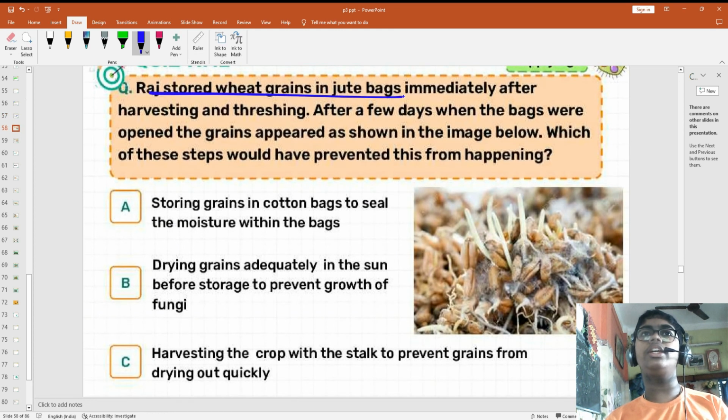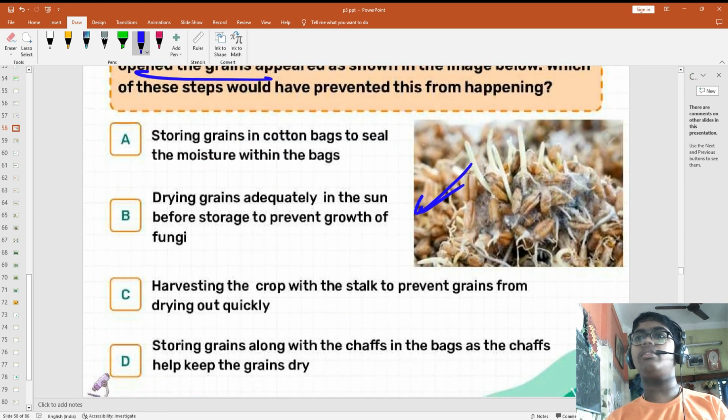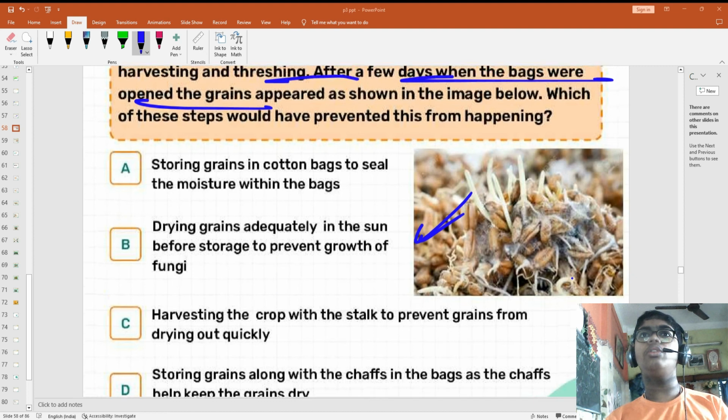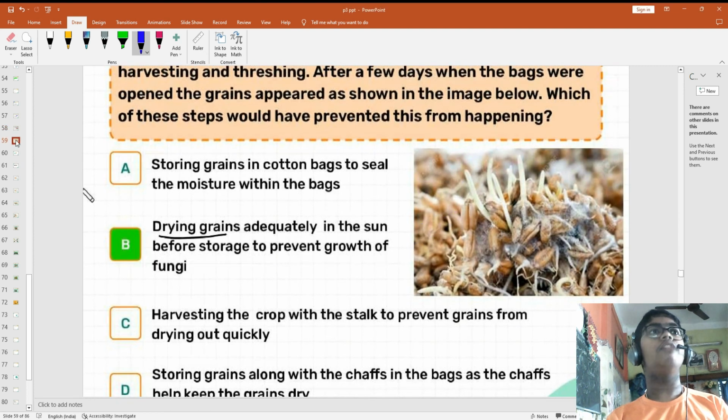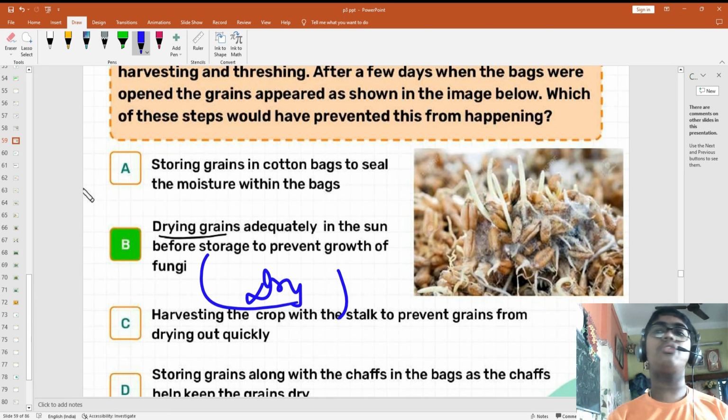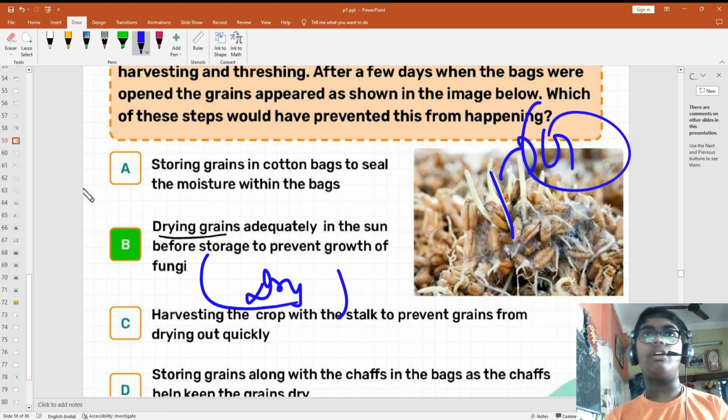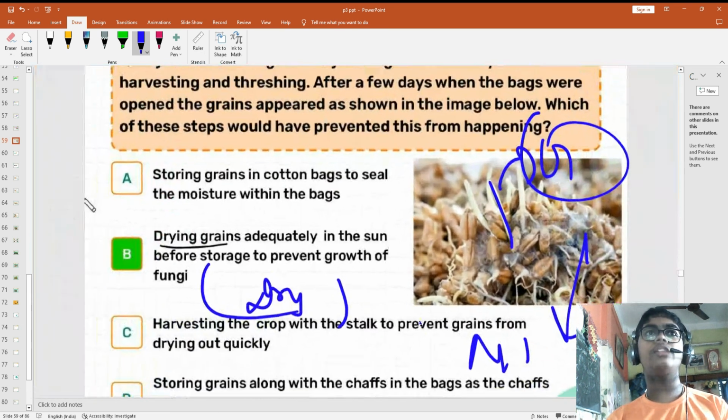Raj stored wheat grains in jute bags immediately after harvesting and threshing. After a few days when the bags were opened, grains appeared as shown in the image. तो what happened? क्या हुआ? Nothing happened because dry नहीं किया है, right? मॉइस्चर है, तो microorganism grow हो गया. This is due to germination, और ये black color जो आ रहा है वो microorganisms के कारण. Understood?